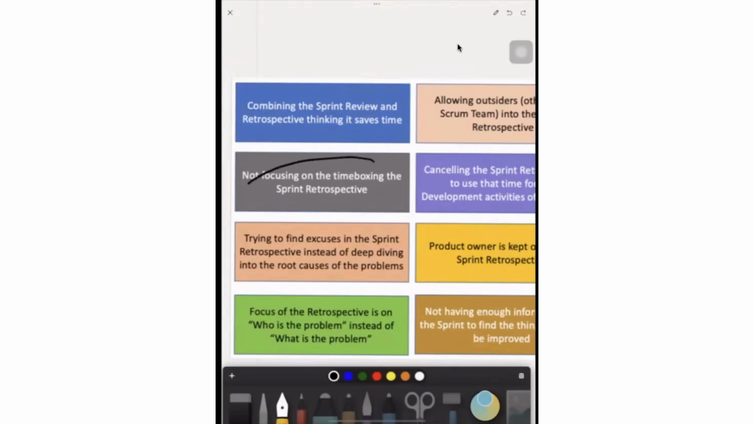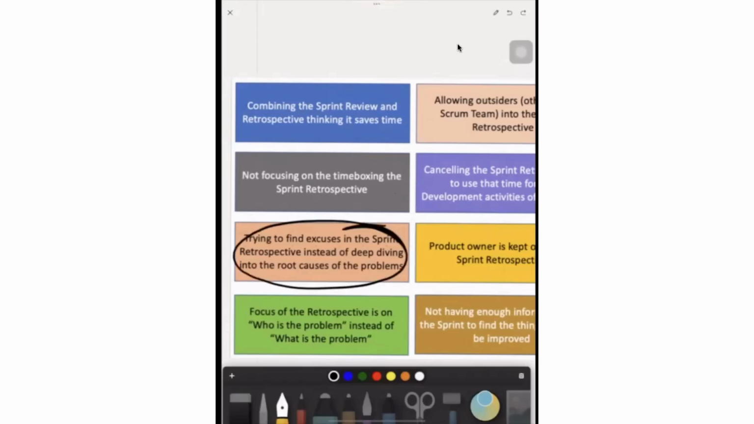Another anti-pattern is not focusing on time boxing in the retrospective. As a facilitator, the Scrum Master should take care of the time box, because if the time box is not properly followed, by the end of the retrospective you may end up discussing what went well and what went wrong, but you may not have identified any actionable improvements. So focusing on time boxing is important.